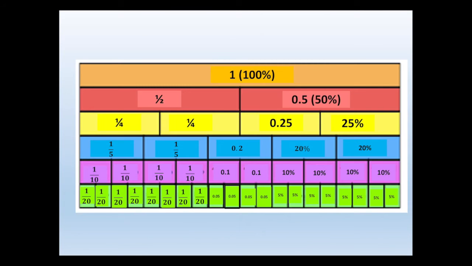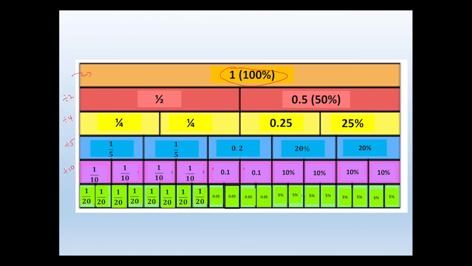Right, let's look at the grid here. What I've done is I started with this strip here. I label it as 1, as a whole. Here, I divide it by 2, which becomes half, or 50%, or 0.5. Divide by 4, you get 1/4, 0.25, or 25%. Divide by 5, you've got 1/5, 0.2, or 20%.